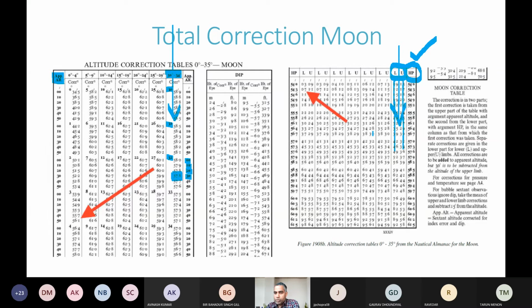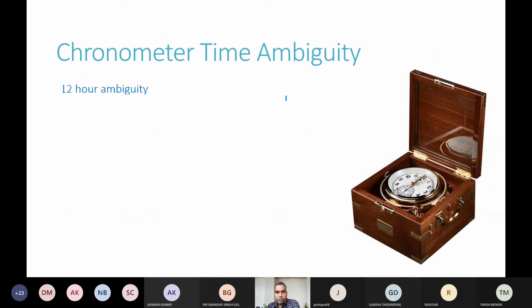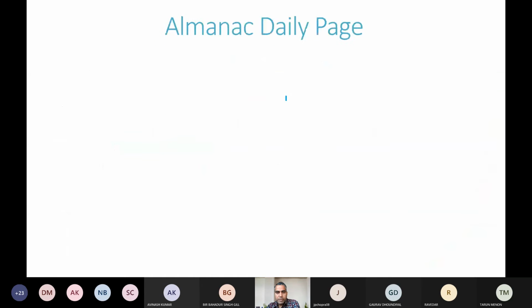So you have to enter into this bottom part with HP or horizontal parallax of the moon. How do you obtain the horizontal parallax? For that, if you go into the daily page, let me open up a daily page here.